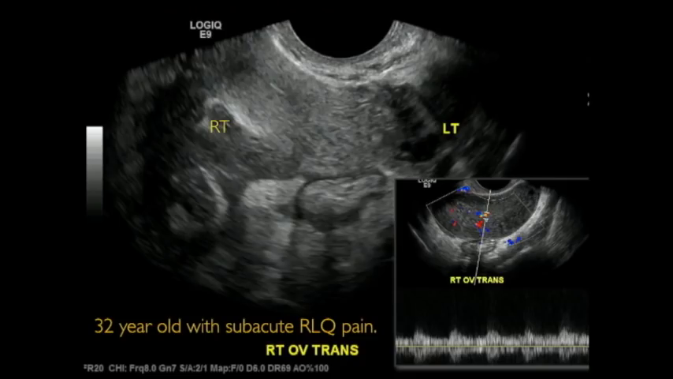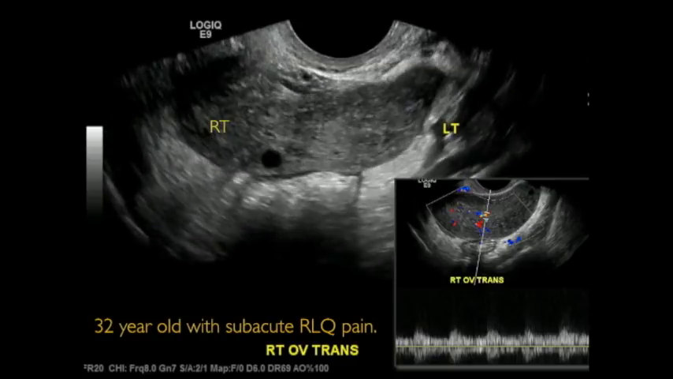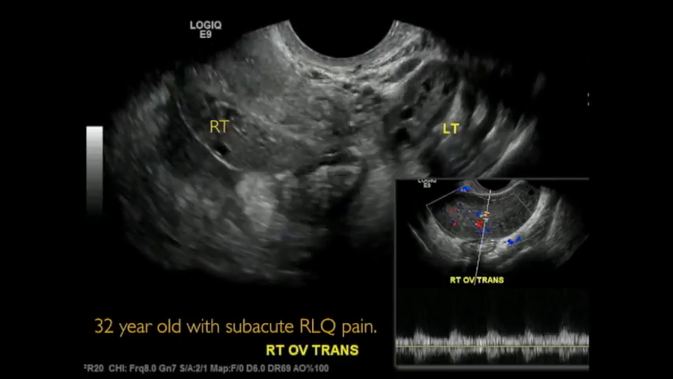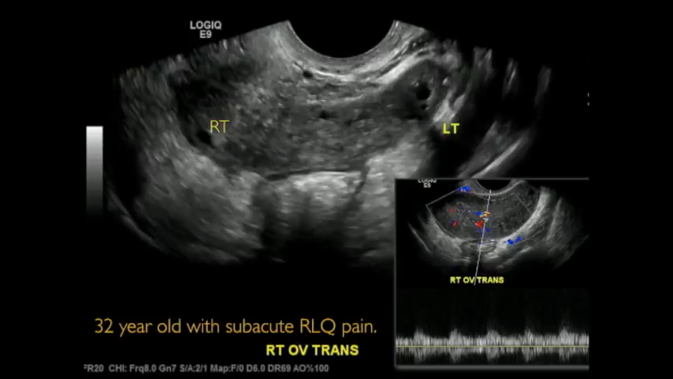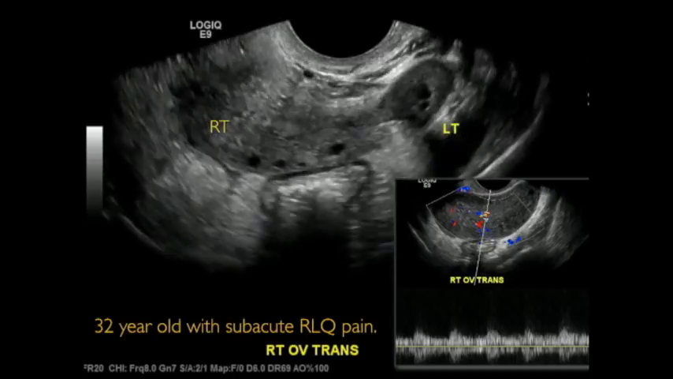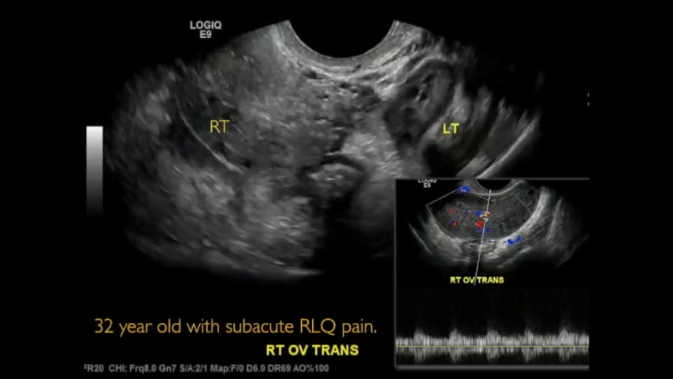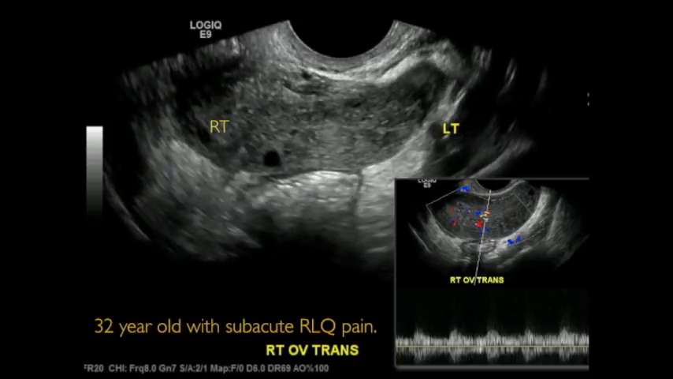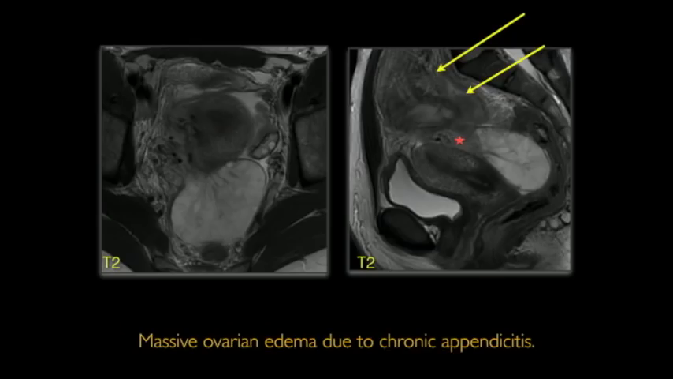A very similar case of massive ovarian edema. This was a 32-year-old with subacute right lower quadrant pain. She had the ultrasound, which showed a very edematous ovary, but she wasn't really tender at all, and it was so strange. I actually was kind of like, well, should I get the MRI? Should we not do the MRI? And then we got the MRI, and it was quite surprising to see what we saw.